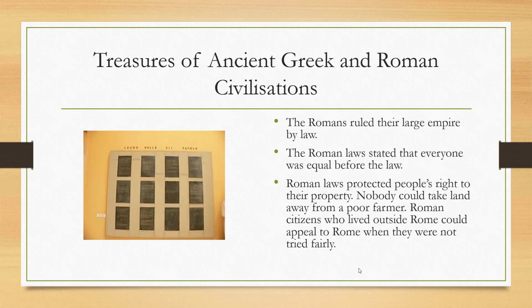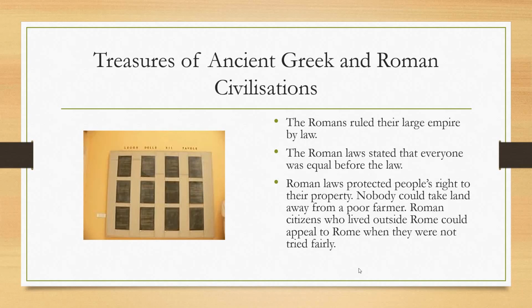Now, having looked at the area of government, we would then look at the ancient Greek and Roman achievements in the area of law, and certainly we would talk about the Roman laws here. We can identify that the Romans ruled their large empire by law, and the Roman laws stated that everyone was equal before the law, meaning that two people committing the same crime would be given the same punishments. And Roman laws would also protect the people's rights to their property.